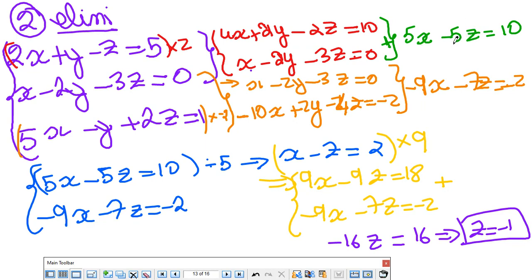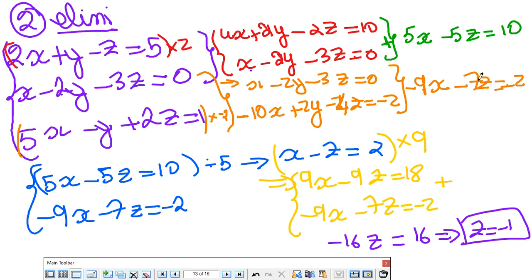What I need to do with the other two equations, the middle and the last one, is also eliminate y to have another equation in terms of x and z, to be able to form a system with just two variables and solve it. So I multiplied the last equation by minus 2 to have opposite coefficients for y. I got minus 10x plus 2y minus 4z is equal to minus 2. When you add, I have another equation in terms of x and z.